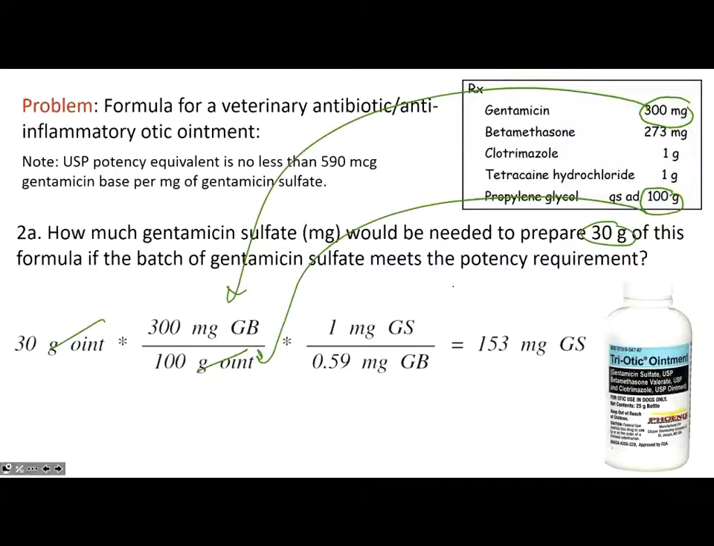Well, how will I convert from there? Well, I'm going to use this information right here to be able to convert, because I know that for every 1 milligram of gentamicin sulfate, it contains 0.59 milligrams of gentamicin base. All right? So by doing it in this way, the milligrams of the base cancel, and I'm now in milligrams of gentamicin sulfate. That's it. So just do that math all the way across, and you get 153 milligrams of the gentamicin sulfate.